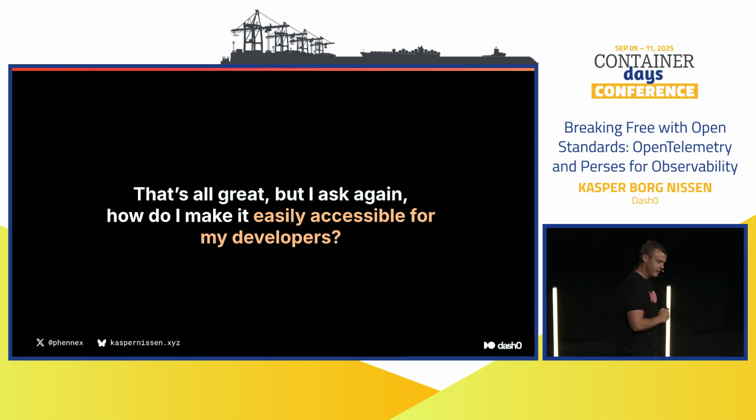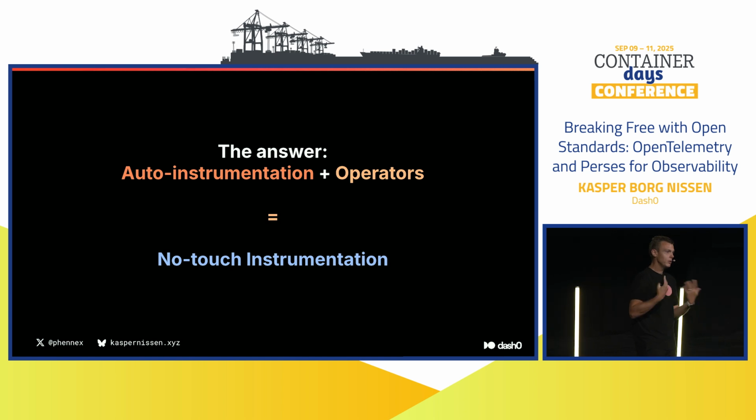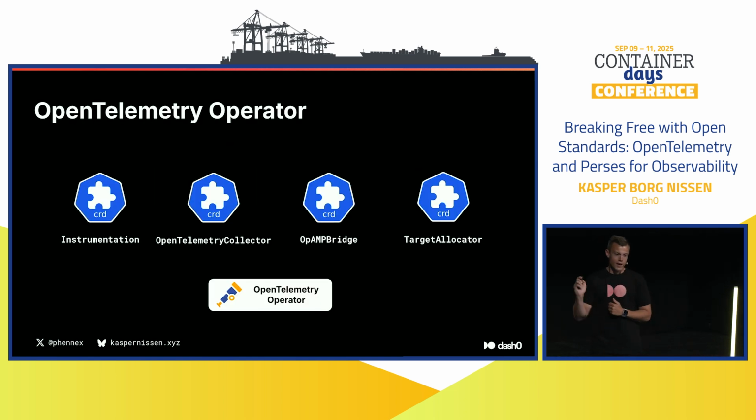That's all great, but I ask again, how do I make this easily accessible for my developers? And the answer to this question is really auto-instrumentation, which is the Java agent I talked about before, or it could be Node where you can use a package to do all of this that will instrument your application out of the box. But if you then add the operator on top of this, it sort of becomes no-touch instrumentation. You can add an annotation, and then you will get all of this out of the box, which is really, really nice. And the OpenTelemetry project comes with an operator for that.